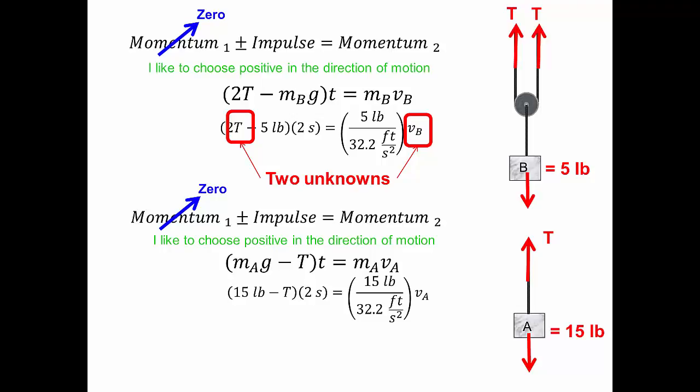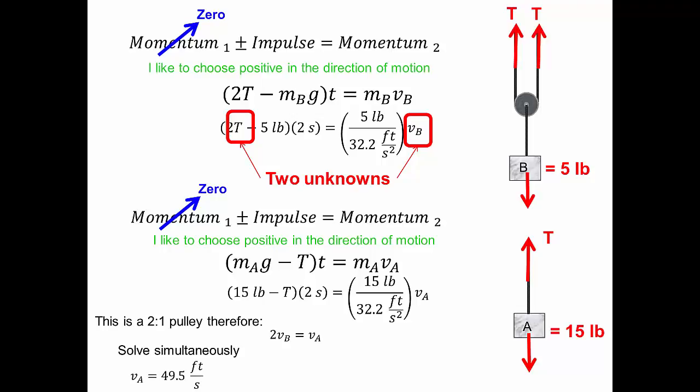Plugging in what we know, we have, again, another equation with two unknowns, but we add an extra unknown, the velocity of A. So we need a third equation in order to solve the problem. We know that this is a 2-to-1 pulley, therefore twice the velocity of B is equal to the velocity of A in magnitude.